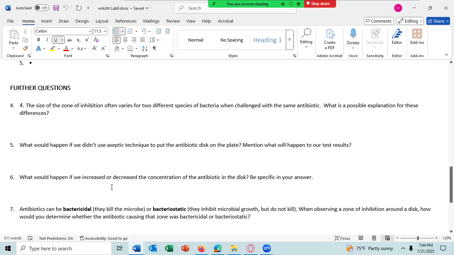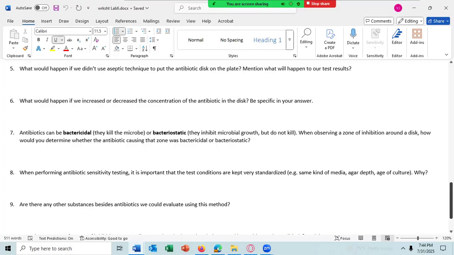And then 6, what would happen if we increased or decreased the concentration of antibiotic in a disc? Be specific in your answer. And you must answer for both increased and decreased concentration of the antibiotic.